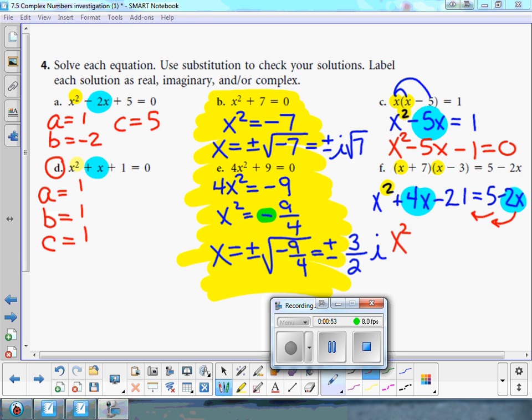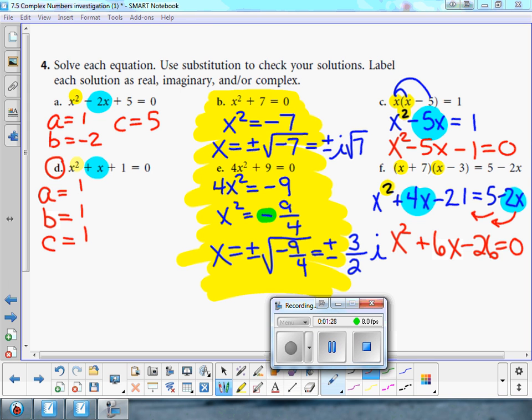So what are you going to have in the middle with the 4x plus the 2x? 6x. What about the -21? Take away 5 more. -21, take away 5. -26 equals 0. So in all 4 of these problems, you're going to identify A, B, and C and use the quadratic formula to solve. All right? I'm not going to do all 4 of them. I'll do 1 of them.